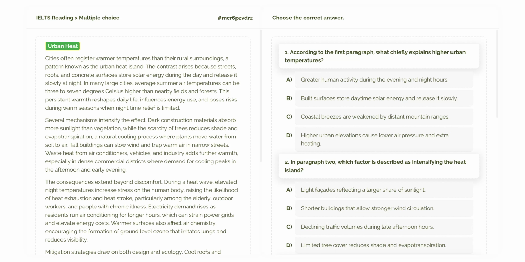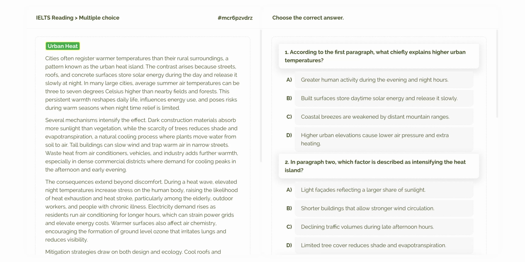One option will match the information perfectly, while the others, the distractors, will either be incorrect, not mentioned, or twist the information. Remember, your answers must come only from the text, not from your own knowledge. And always be on the lookout for paraphrasing. The options will rarely use the exact same words as the passage.